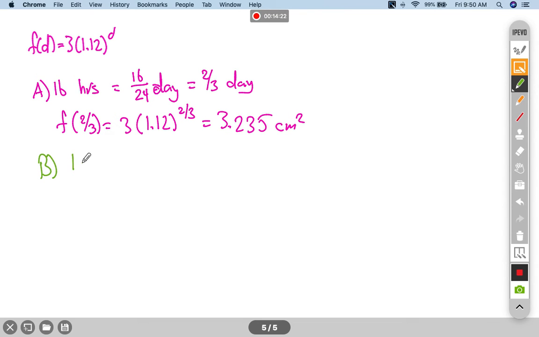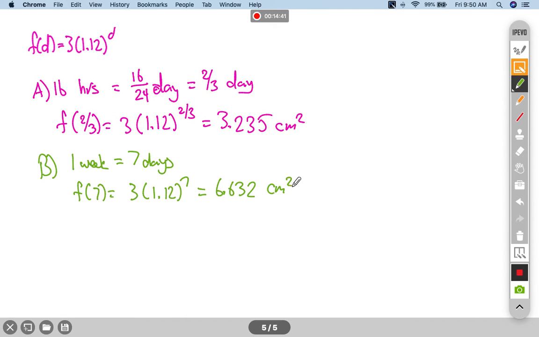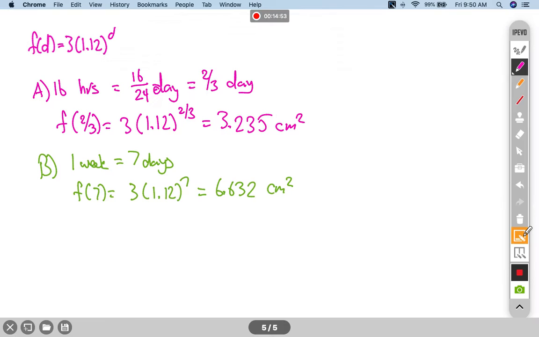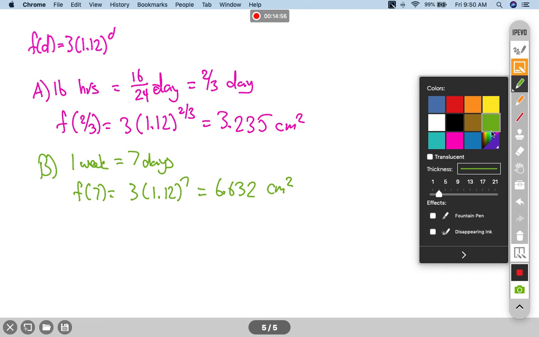Part B, we want 1 week. 1 week is 7 days. So we just want f of 7. 3 times 1.12 to the 7th power. And that's going to give you 6.632 centimeters squared. Not much. It's about doubled in 1 week. Oh, wrong button. Go back to here. Go back to there.